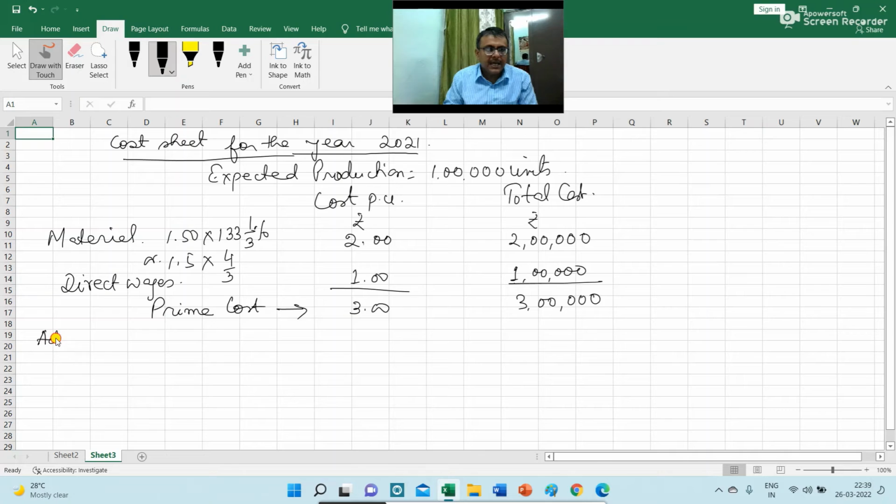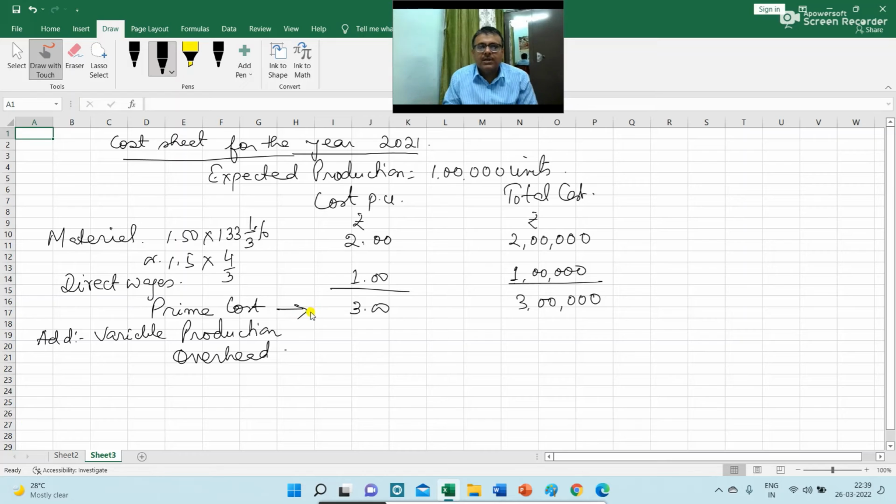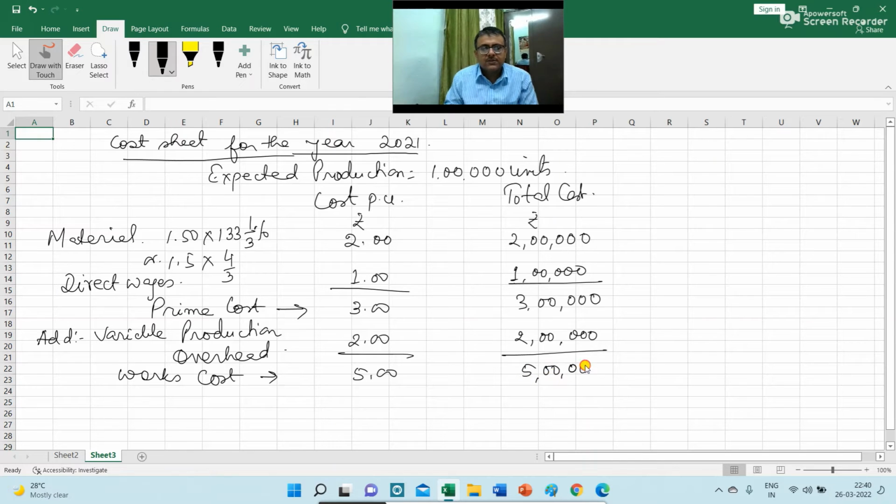Next, you have to add up the variable production overhead. In the year 2020, we have calculated variable production overhead per unit as rupees 2. So there is no change in the variable production overhead cost. Here I am writing rupees 2 per unit and the total cost will be 2 lakh. So works cost in the year 2021 per unit will be rupees 5 and the total works cost is rupees 5 lakh.